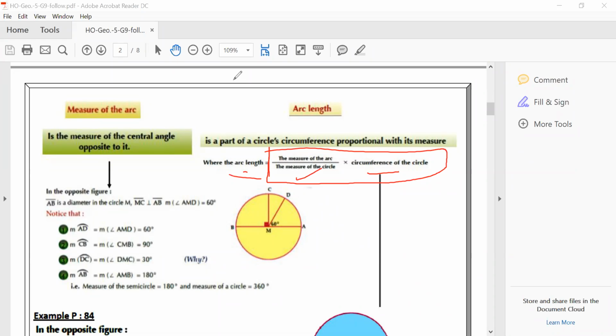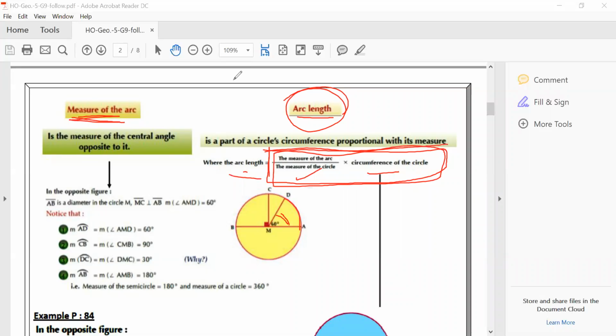Okay. So again, Shaher, who has just joined, we have just said that there is a difference between the measure of the arc and the arc length. The measure of the arc is the measure of the opposite central angle. The central angle is exactly equal to the measure of the arc opposite to it. But the arc length is a part of the circumference of the circle. I will get it by this rule.